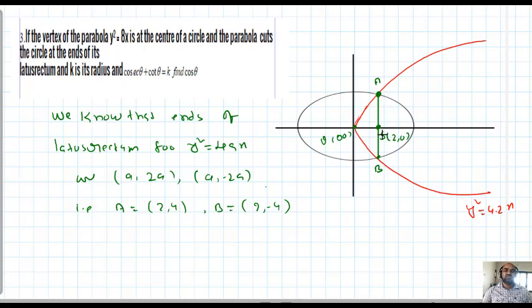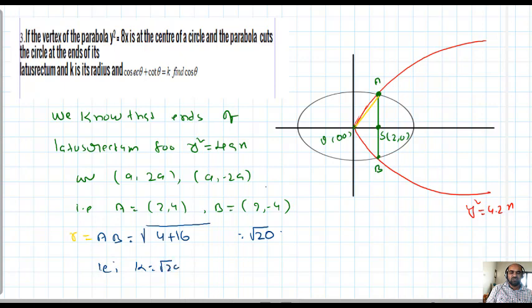Now I got A and B. If you join AB, that becomes the radius of the circle. That is what the problem asks. To join AB, I will use another color. Join AB, what will you get? That is the radius of the circle. I will write small r equal to AB equal to root over 4 plus 16, that is equal to root 20. Radius of circle is root 20. So k is root 20.